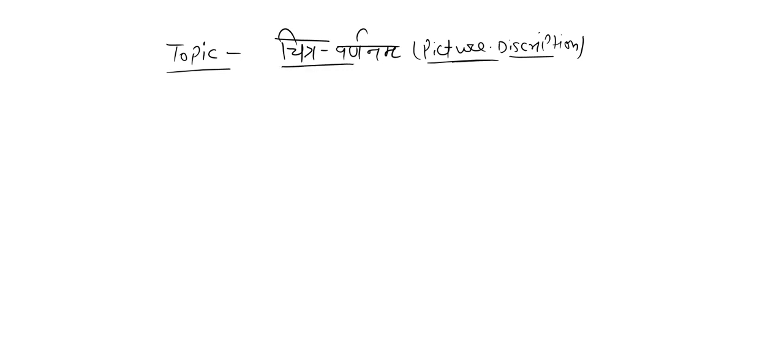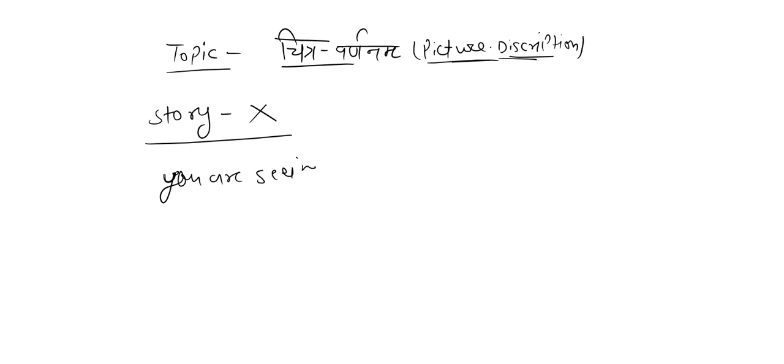Chitravarnan is to observe the picture and write a picture description. One thing you have to understand: in the examination, a picture is given to you and you have to observe it carefully and write simple Sanskrit sentences based on what you can see. You are not writing a story. You are writing what you can see in the picture.